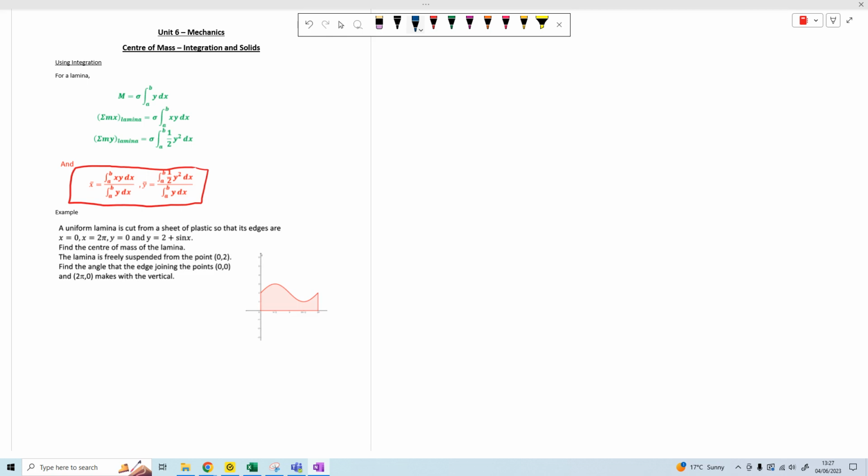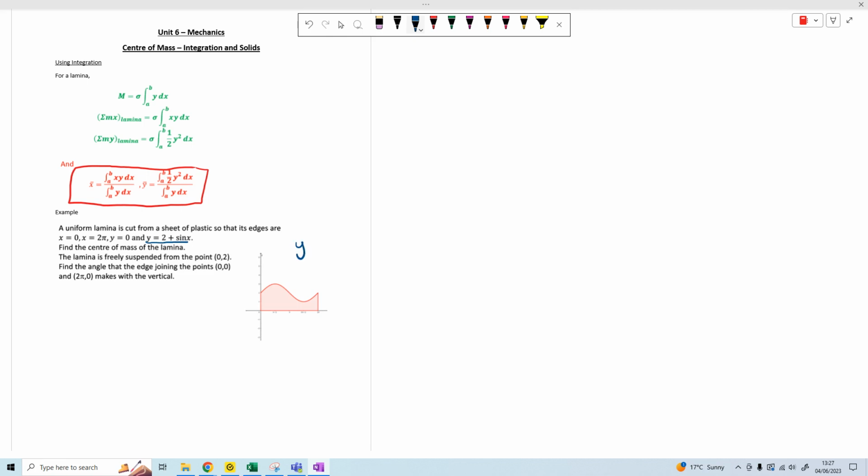But the majority of these are mainly used for our solids, which we'll do in the next video. First of all, we're going to look at laminas, so we'll jump into this first example. We've got a uniform lamina cut from sheet plastic, so that its edge is between x is 0 and x is 2 pi, and then y is 0, and it gives me this equation here to use.